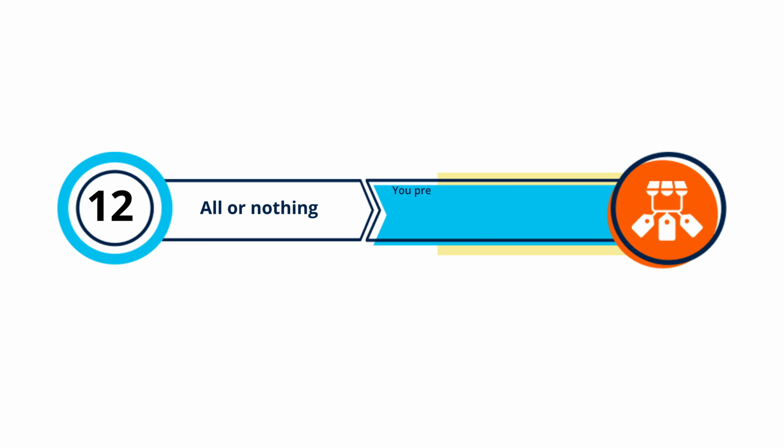Number 12 is all or nothing. You present the other party with just 2 options. One is so awful, think of an example, the other party would never say yes to it, so they agree to the other option. Prepare for measures in advance in case they unexpectedly say no.